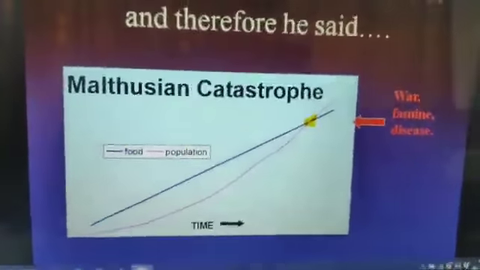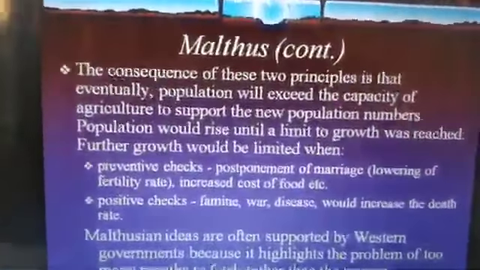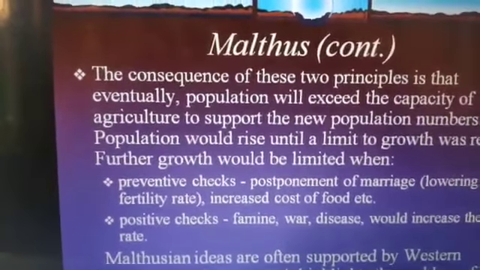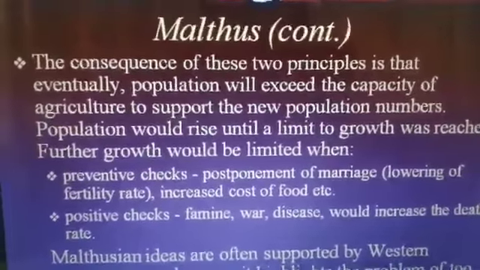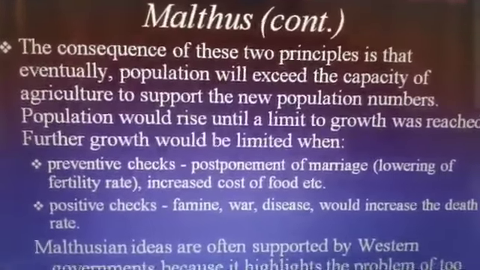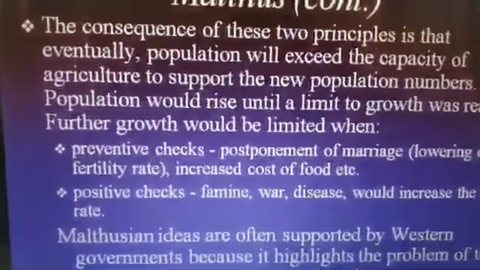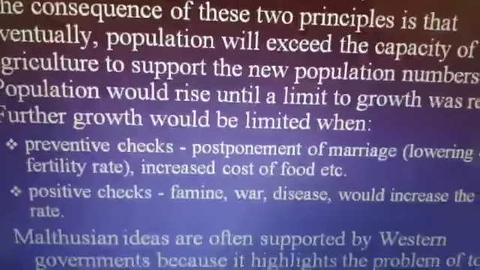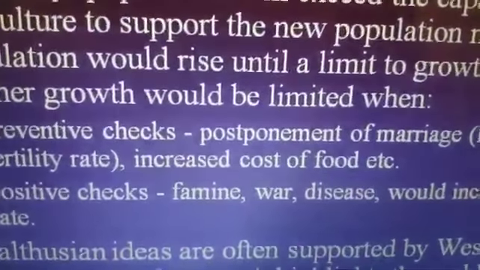To avoid this, he also produced certain criteria, and he said that the consequence of these two principles is that eventually population will exceed the capacity of agriculture to support the new population numbers. Population would rise until a limit to growth was reached, and further growth would be limited by preventive checks. And what did he say about preventive checks? Preventive checks are the postponement of marriage, which will lower the fertility rate and increase the cost of food.